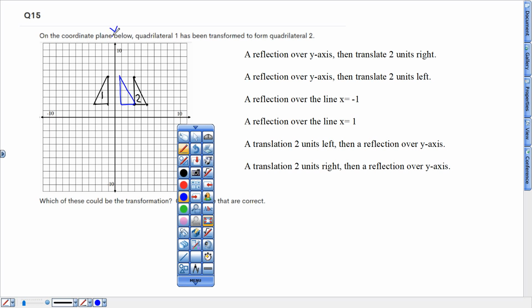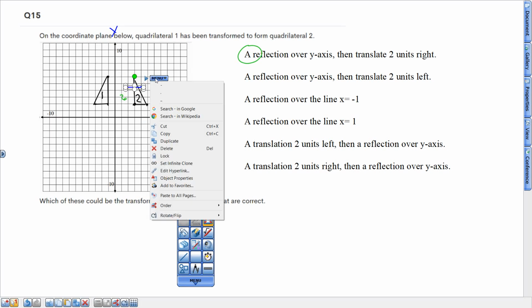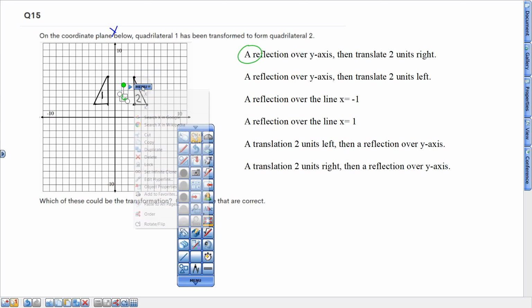And then to get to 2, moving 2 to the right. And I could see that one works. Reflecting that over the y-axis here, and then moving to the right 2 will cover that up perfectly. Let's take this away. So that one does work. Reflecting over the y-axis first, and then shifting 2 to the right.